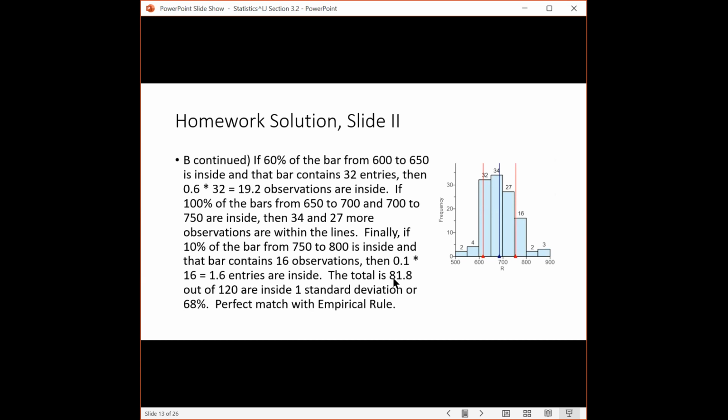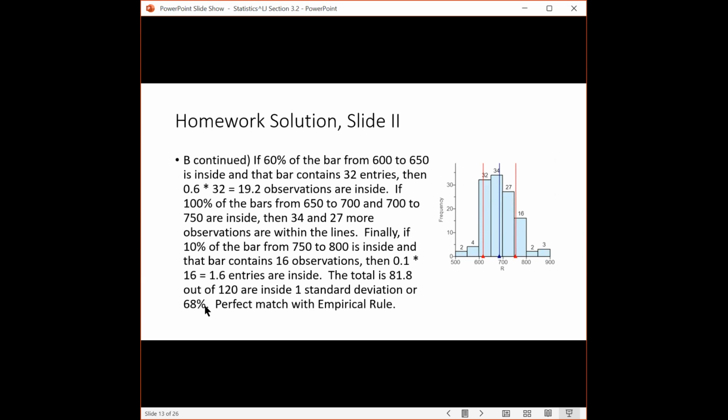All right, so what percent of the total is 81.8? Well, to figure that out, divide by the total. So the total is 2 plus 4 plus 32 plus 34 plus 27, 16, 2, and 3. That's 120. So 81.8 divided by 120 is, check that out, 68%.